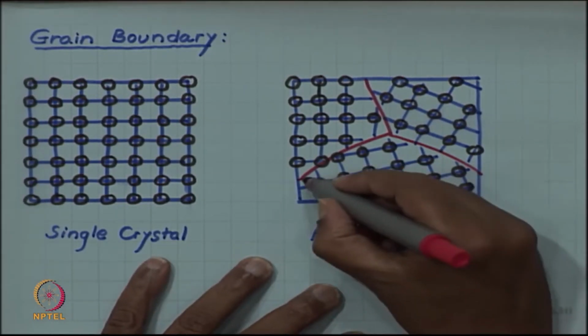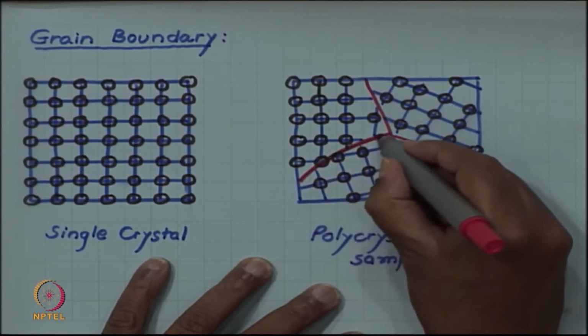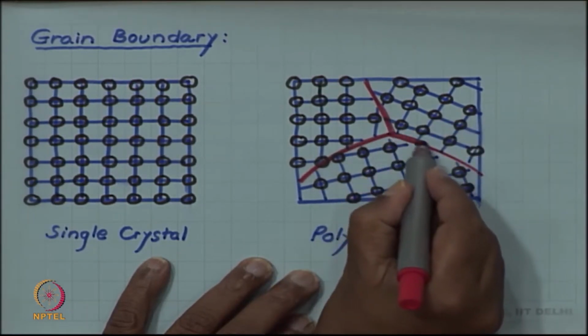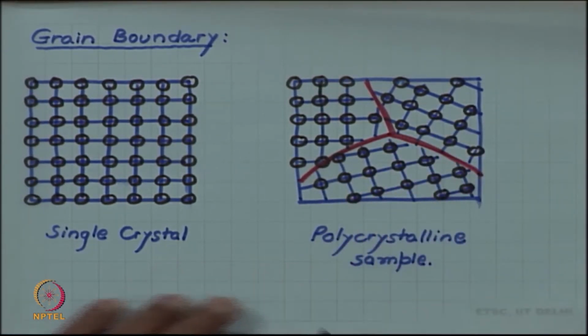And the lines which I have drawn, across which the orientation changes, these are called the grain boundaries.